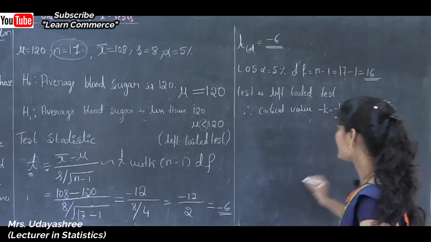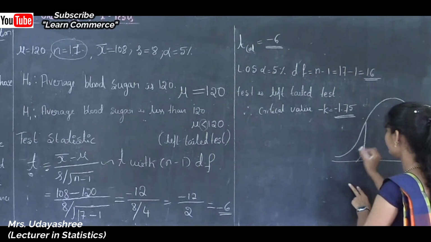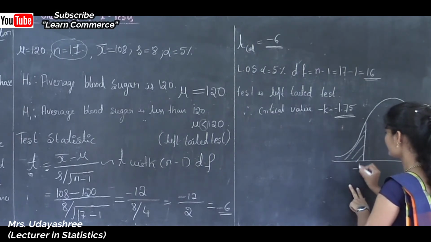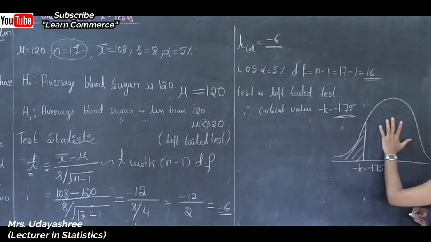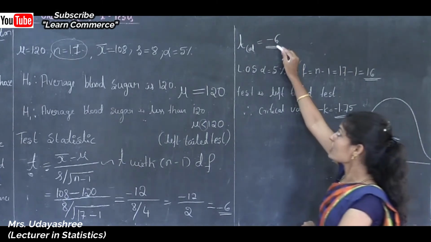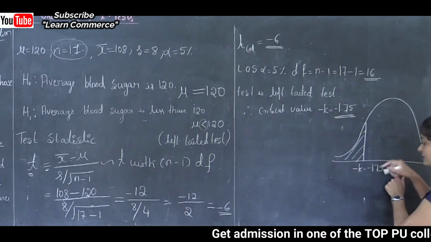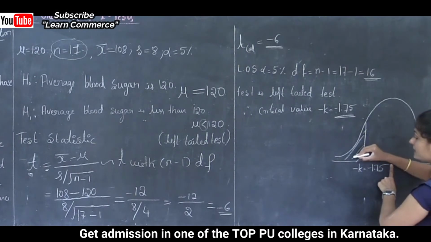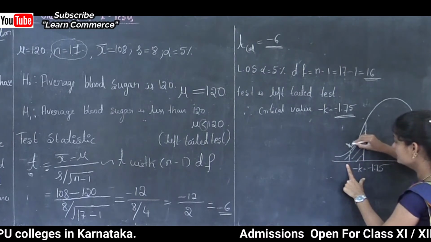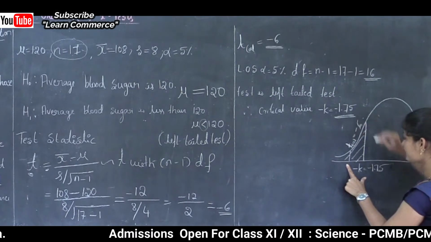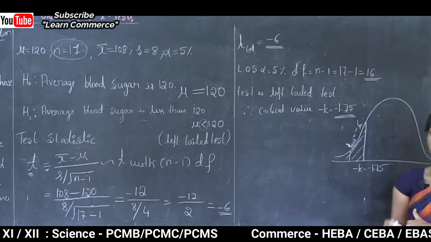And we know that in a left tail test, the rejection region is located at the left tail of the probability curve. Here this is the rejection region, the k value is minus 1.75, and this is the acceptance region. The center value is 0, then the k value is minus 1.75, then the calculated value T calculated, minus 6, comes here. See here, the calculated value lies in the rejection region, therefore H naught is rejected.